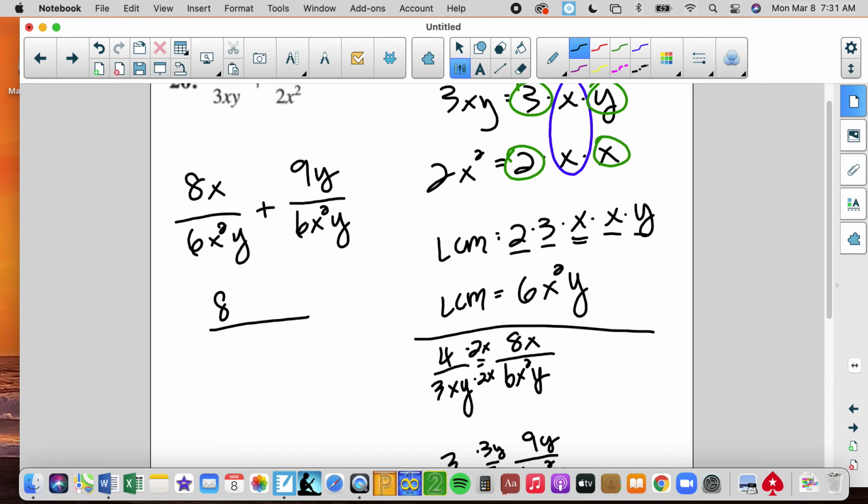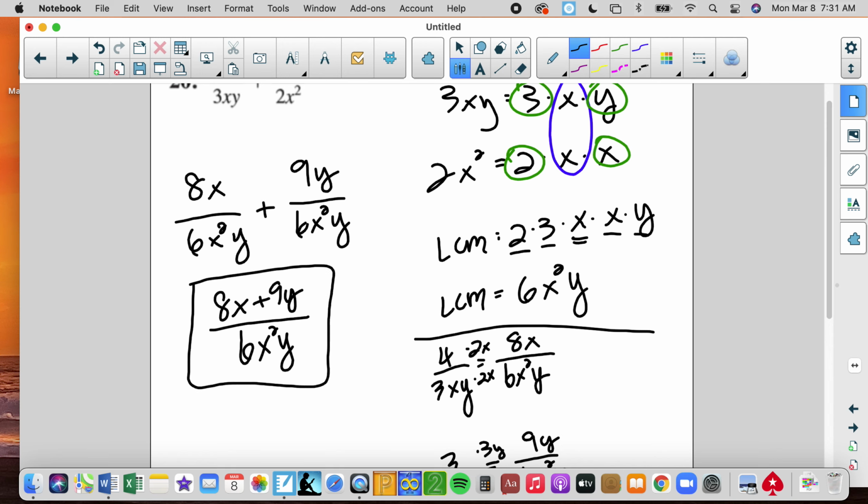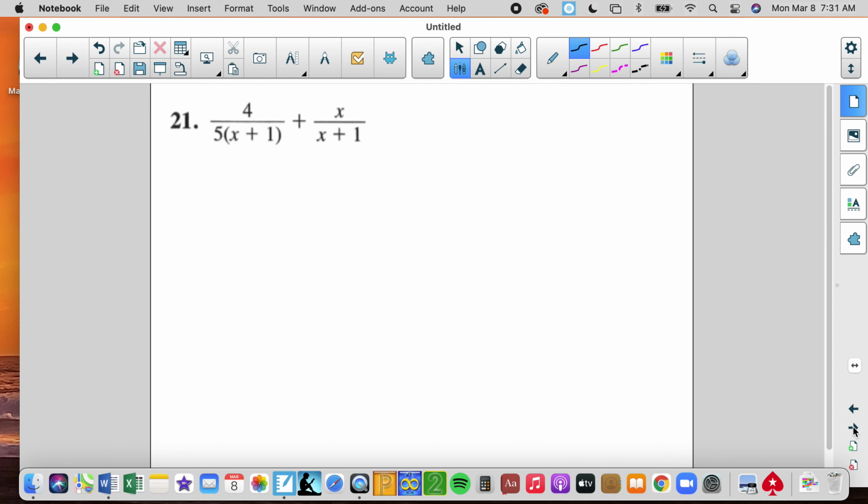We have like denominators. Let's put them over the common denominator, alphabetical order in standard form. There is no common factor, no common coefficient in 8 and 9, and no common variable in x and y. So that would be my answer. I can't add 8x and 9y because those are unlike terms. This is good. So here's a nice little tricky one.